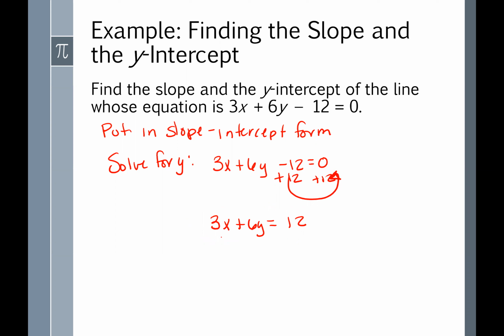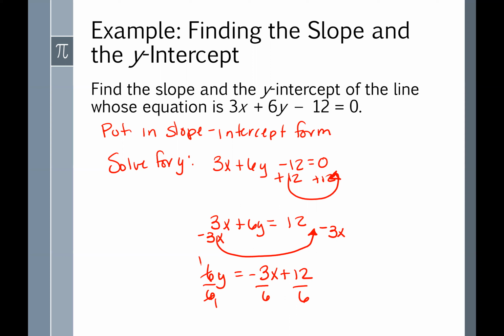I'm going to move the 3x over to the right-hand side by subtracting it from both sides. When I move that positive from the left-hand side to the right-hand side, it's going to become negative. Almost done. Now we're going to divide by 6, and I have to divide everything by 6. Every term gets divided by 6.